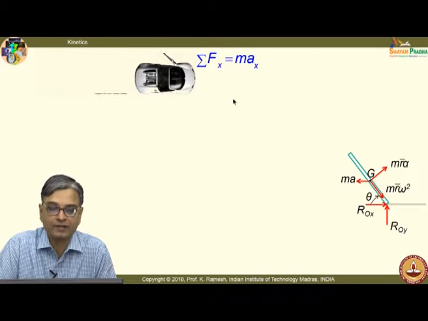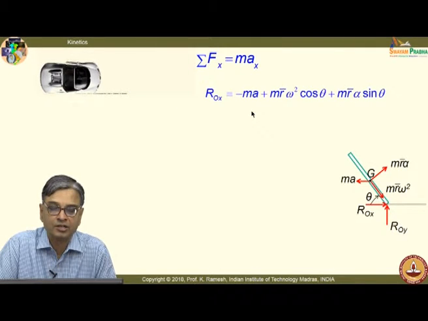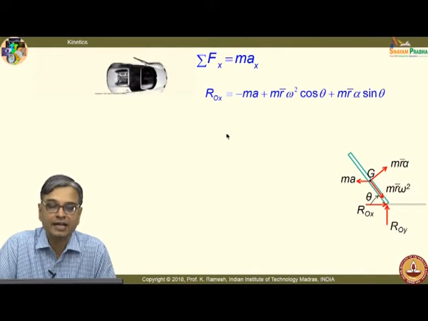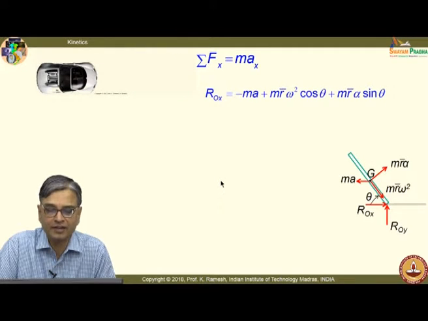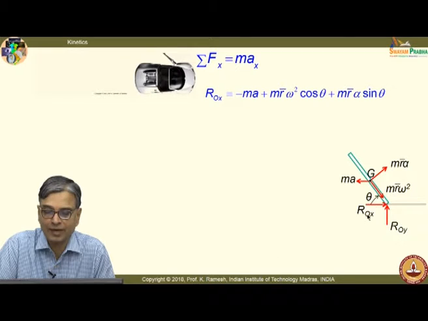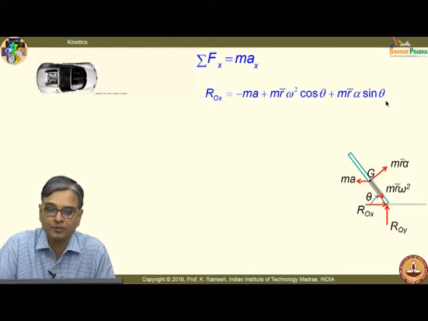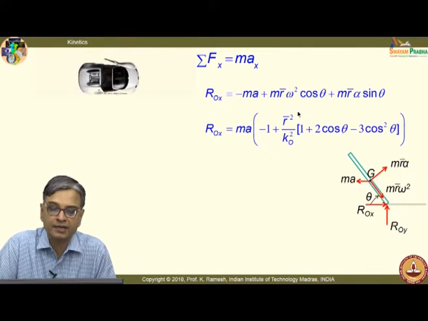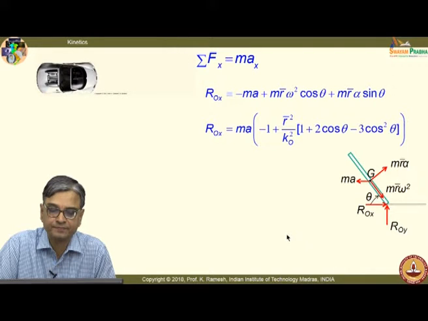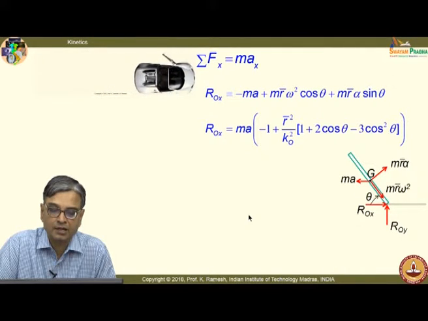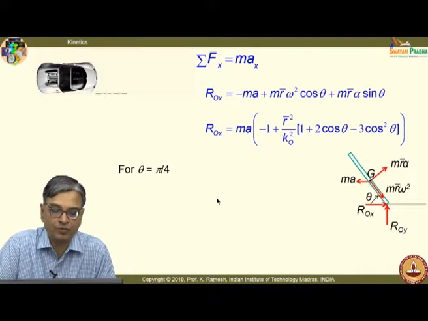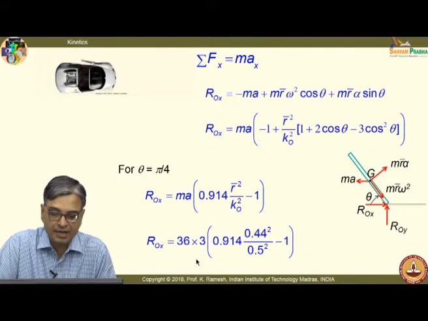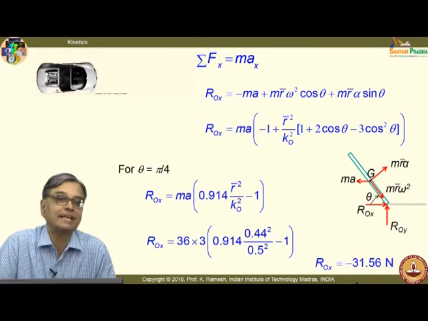Then I go to f x equal to m a x, and you can easily write this expression. If the diagram is complete, writing this is straightforward, it is not difficult. All the quantities are put, you have the angle theta. So, I put the appropriate cos and sin theta components, and you substitute the relevant quantities, and for theta equal to pi by 4, I get r o x is like this, and I get the value of r o x as negative.